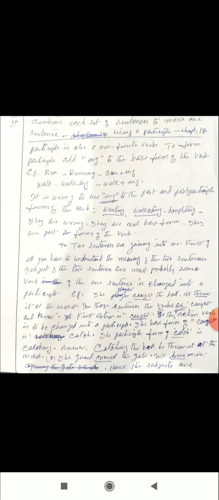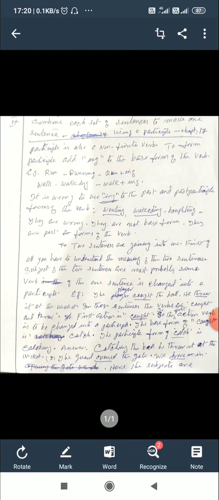I told you that in these two sentences there are two actions. One is caught the ball and the other is threw it. So the first action is caught. That action is to be changed into a participle. So: catching the ball, he threw it at the wicket. We made the two sentences into one. Here the subjects of the sentences are the same. The player and he are the same. So a single person did the two actions, catching and throwing.